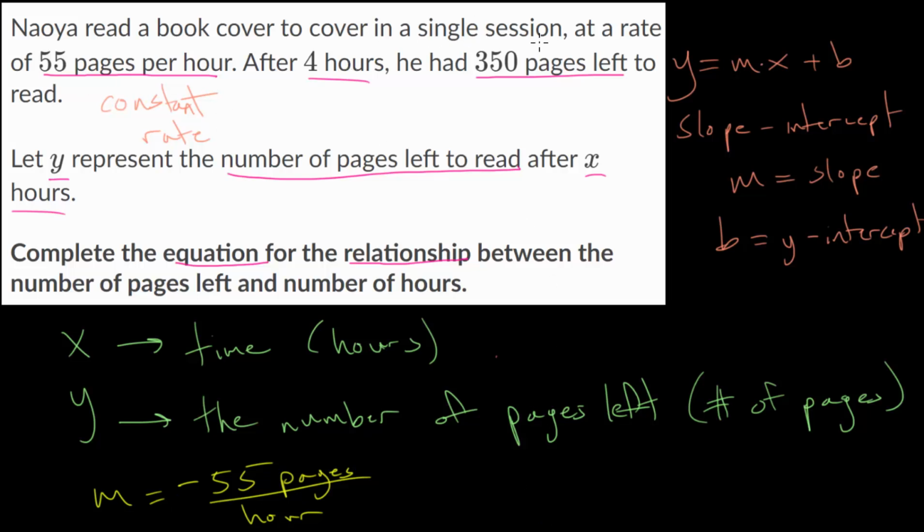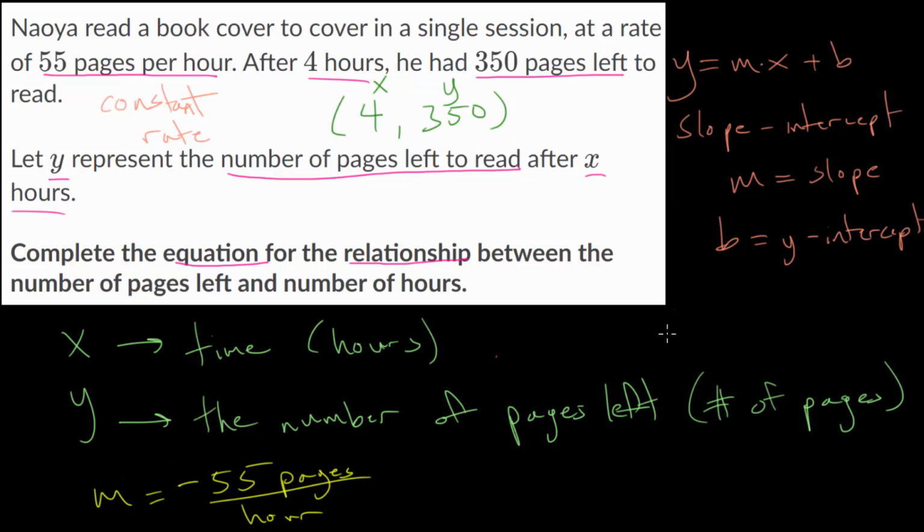And we also have this other data point here. After 4 hours, he had 350 pages left to read. This is a coordinate point. The x value is 4 and the y value is 350. We have that at 4 hours, since x is hours, the number of pages left to read, y, would be 350. So with this information, we have a data point and we have the slope.